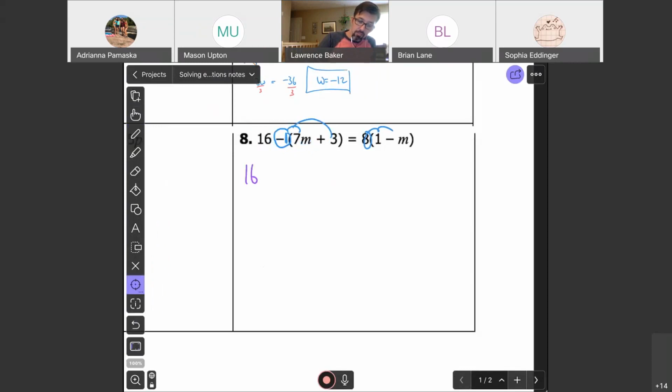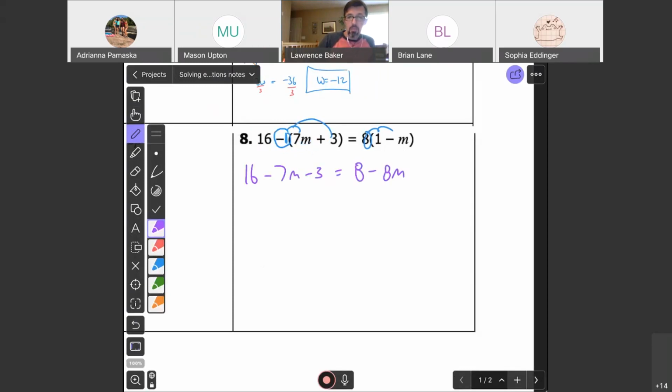And of course, 8 times 1 is 8. 8 times m is 8m. Okay. So avoiding some common mistakes there. Got some like terms here on the left to combine. Make sure you bring that negative along with the 7. 16 minus 3 is 13. And then 8, I'm going to go ahead and switch it. I want to put that m in the front. Again, that's just kind of a personal habit. You don't need to do that. If you want to leave it the way it was, you can.